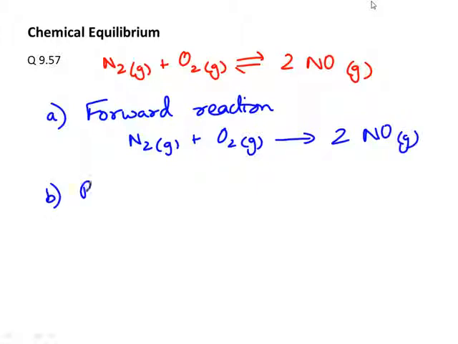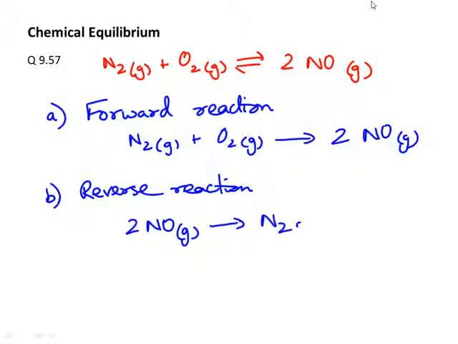The reverse reaction for an equilibrium system is the reaction that goes from right to left, product to reactant. So in this case, that would be 2NO gas going to N2 gas plus oxygen gas. So forward is in that direction, left to right. Reverse is in this direction. One more time: forward reaction goes from left to right, reverse reaction, right to left.